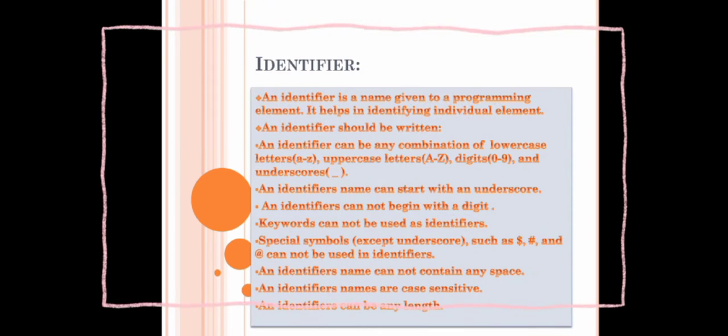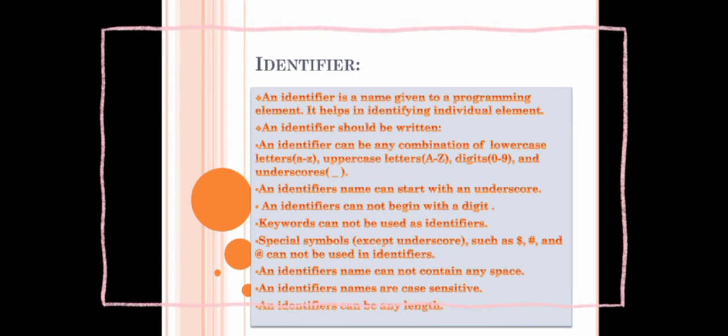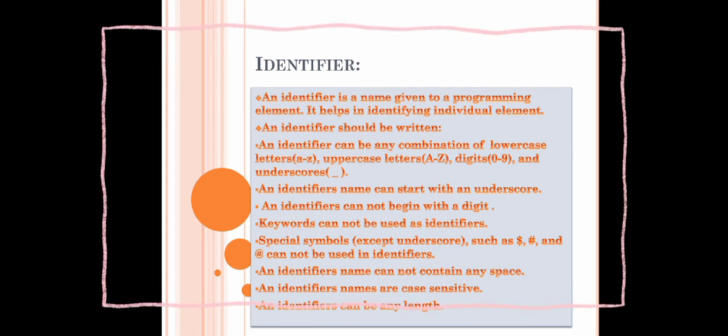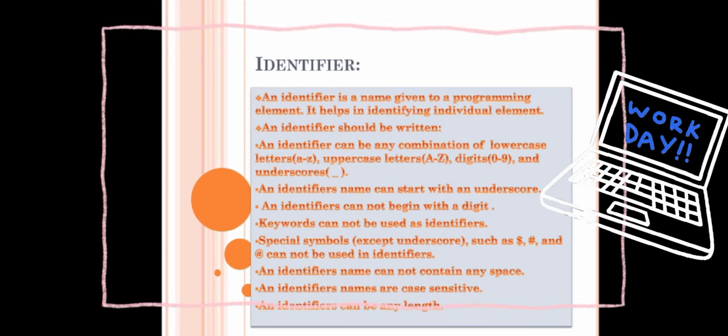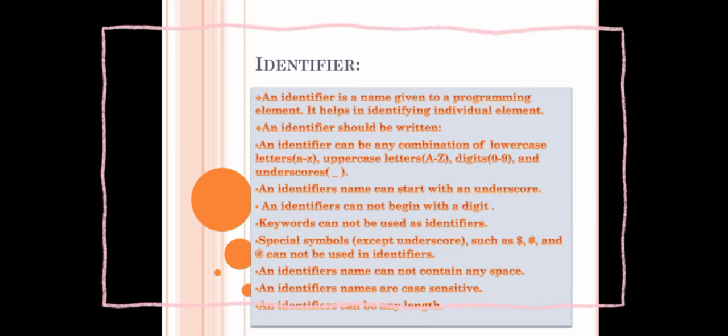Identifier. An identifier is a name given to a programming element. It helps in identifying an individual element. An identifier can be any combination of lowercase letters, A to Z, uppercase letters, that is capital letters, digits 0 to 9, and underscore. For example, hello_world is a valid identifier.